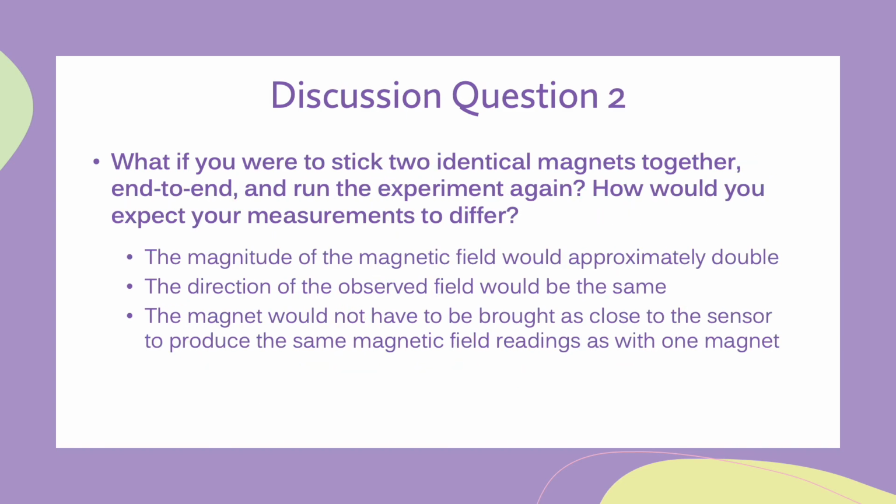Discussion question 2. What if you were to stick 2 identical magnets together end to end and run the experiment again? How would you expect your measurements to differ? The magnitude of the magnetic field would approximately double, the direction of the observed field would be the same, and the magnet would not have to be brought as close to the sensor to produce the same magnetic field readings as with one magnet.